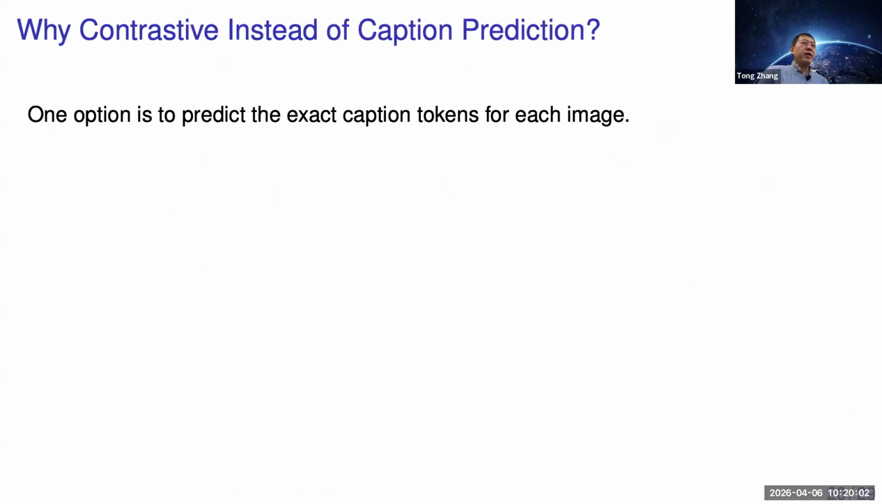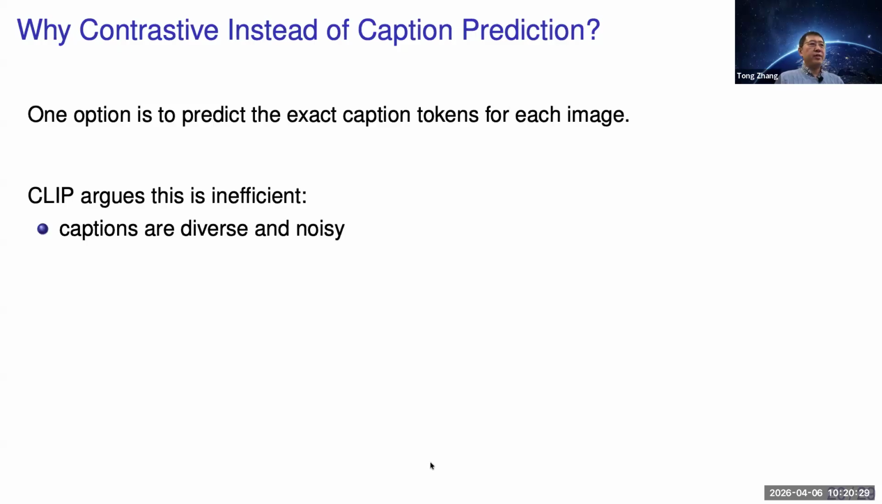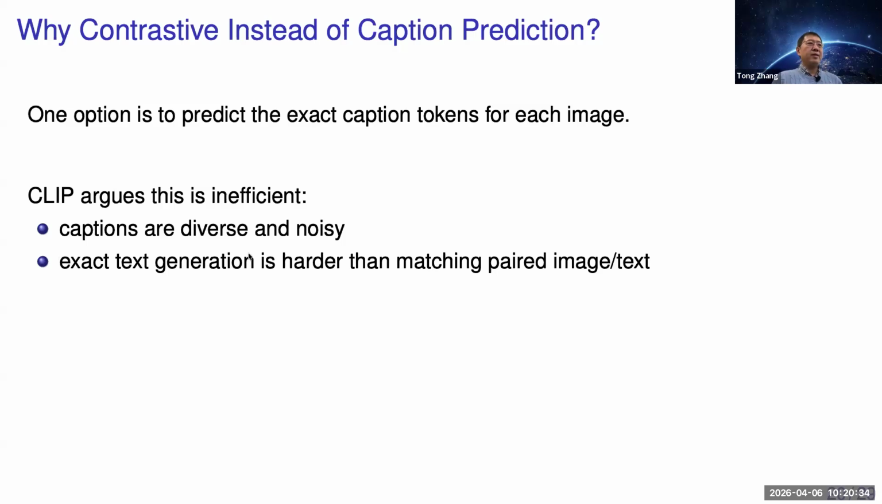So why contrastive learning over caption prediction? This is one question they were trying to answer. Of course, you can say, I predict the caption from an image, so that I can form an image representation. This certainly could work. The only thing is, if you think about how the internet is created, the captions are free-form, not well curated, and inefficient. The text is very diverse and very noisy, and exact generation is harder, especially when it's free-form.